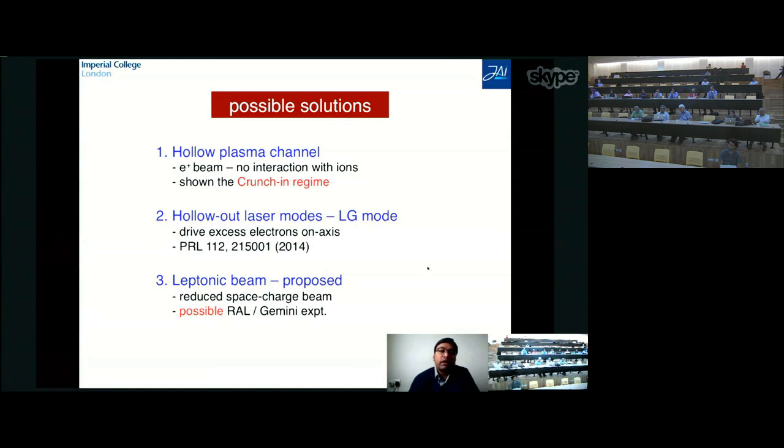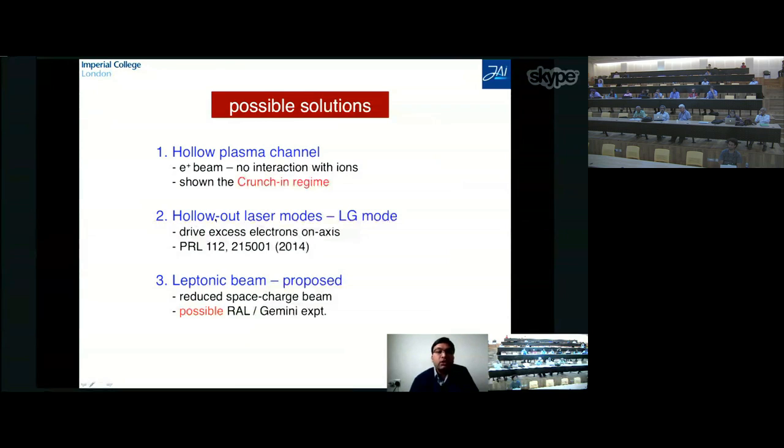However, in some of my work, I've shown that there is a possibility to go into what is called the crunch-in regime, wherein you can drive the hollow plasma channel into a nonlinear mode where you can sustain also focusing forces in addition to the accelerating forces. So I'll be talking about that today.